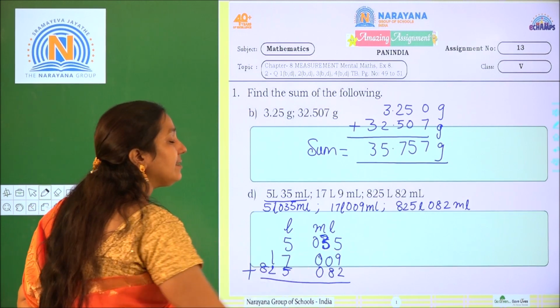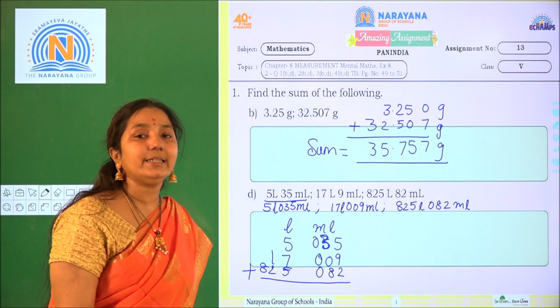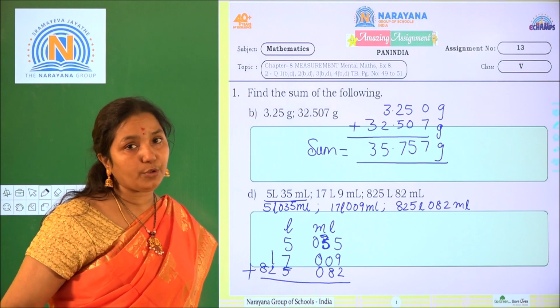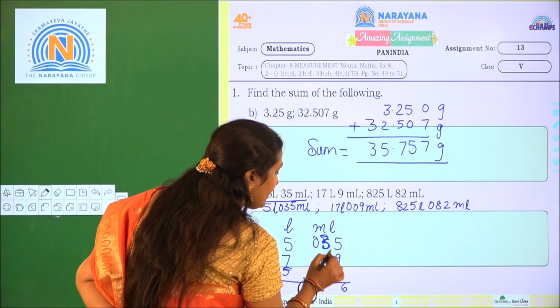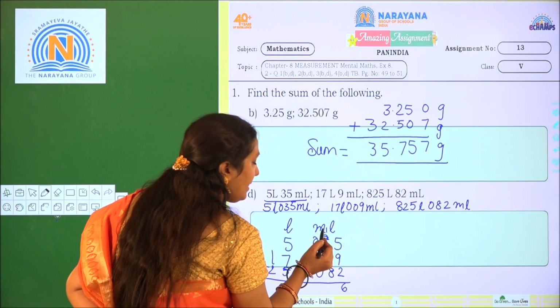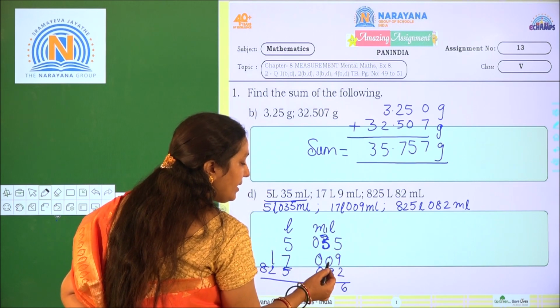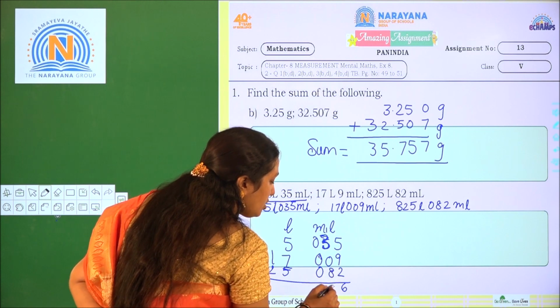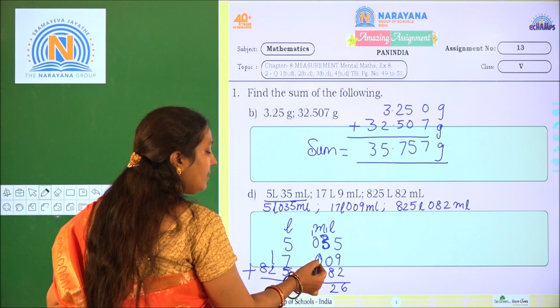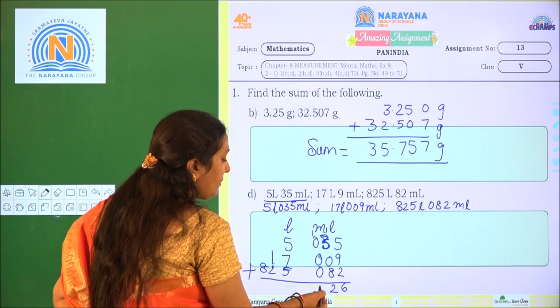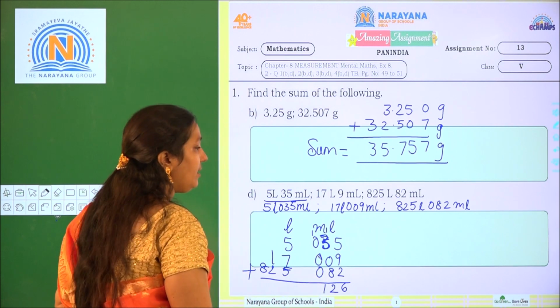Now we have to add. So 5 plus 9, how much children? 5 plus 9 is nothing but 14. 14 plus 2 is 16. Write 6 here, 1 we group it. 1 plus 3 is 4. 4 plus 0 is 4. 4 plus 8 is 12. So write here 2, carry 1. 1 plus 0 is 1. 1 plus 0 is 1. So it will be 1.